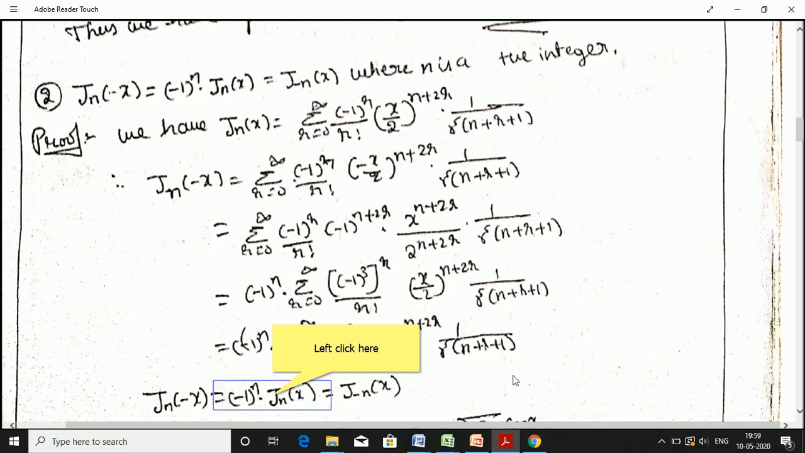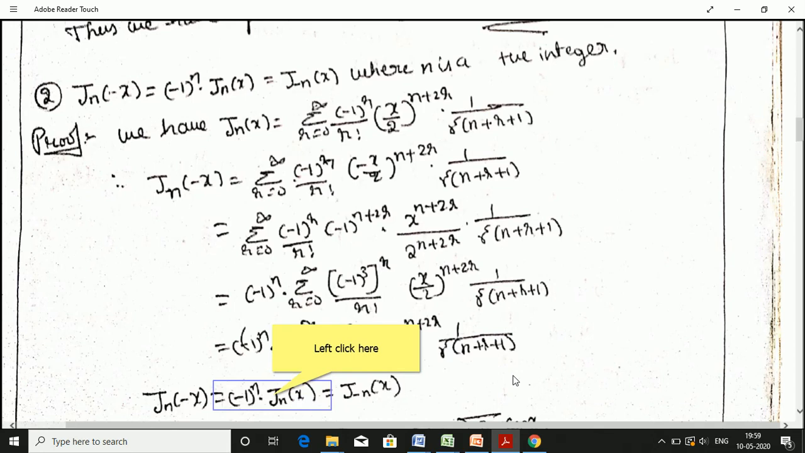Minus 1 to the power of r can be written as minus 1 whole cube whole to the power of r. Minus 1 whole cube is nothing but minus 1 itself. Minus 1 power r itself. R factorial x by 2 to the power of n plus 2r into 1 over gamma of n plus r plus 1. Minus 1 power n into sigma r equal to 0 to infinity minus 1 power r divided by r factorial into x by 2 to the power of n plus 2r into 1 over gamma of n plus r plus 1. This is nothing but Jn of x.